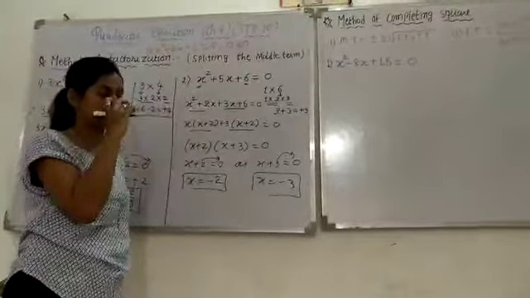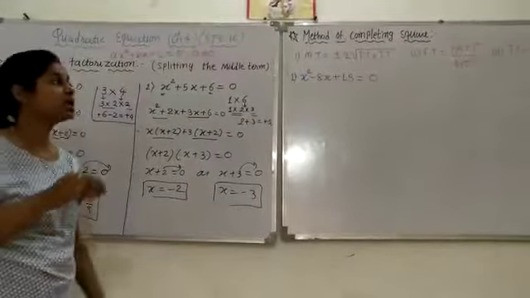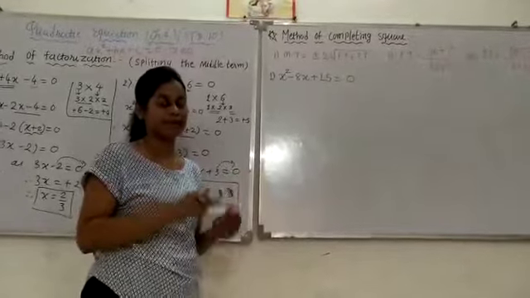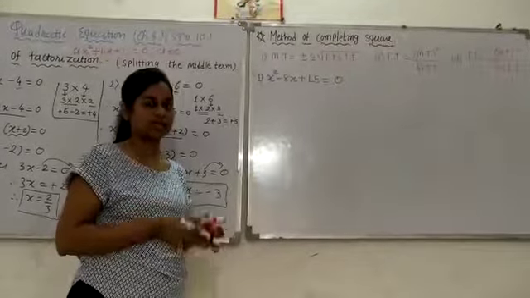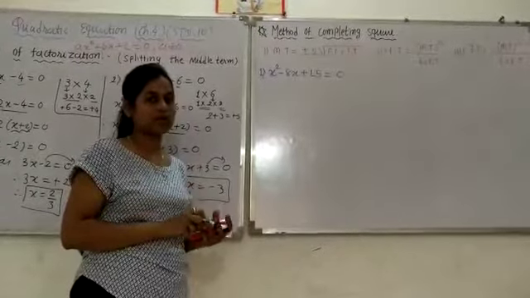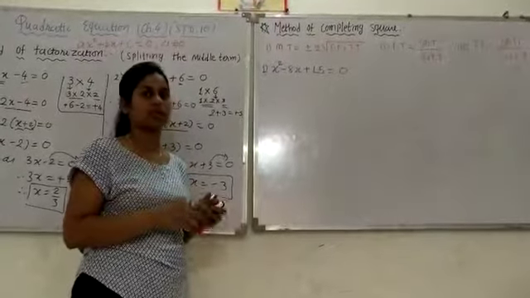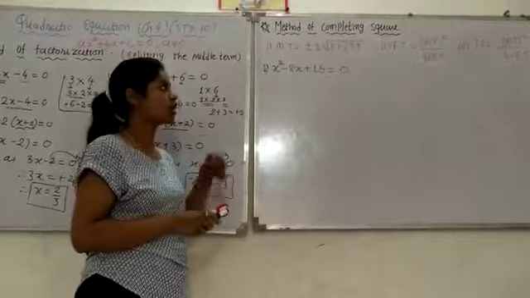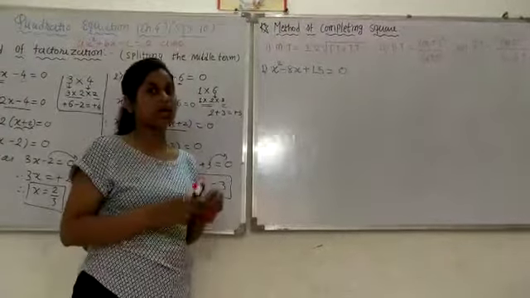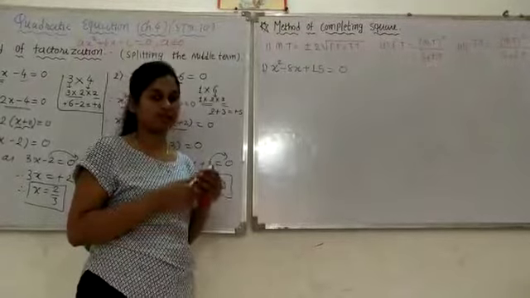Now we go to the next method, completing the square. Completing the square means you have two identities. A plus b whole square is a square plus 2ab plus b square. And a minus b whole square is a square minus 2ab plus b square. So for completing the square, your first term and last term must be perfect squares.